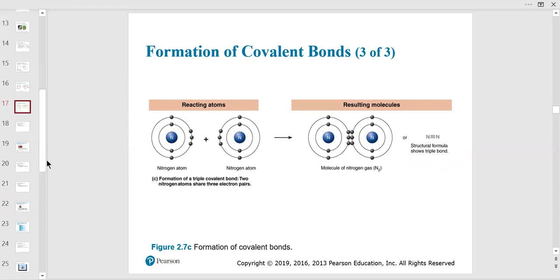Nitrogen triple bond, here you go, like I showed you before. Sharing 3 pairs of electrons, or 6 electrons, because nitrogen in its outer shell has the 1, 2, 3, 4, 5. It needs 3 more. So it shares it with another nitrogen to form nitrogen gas.